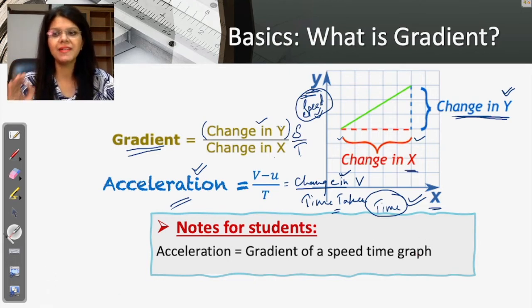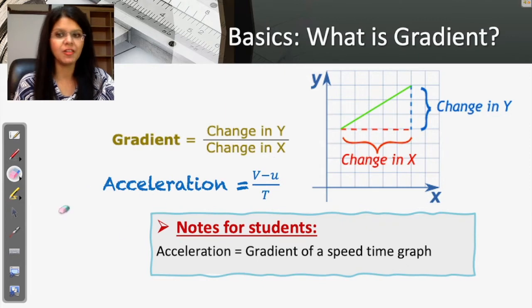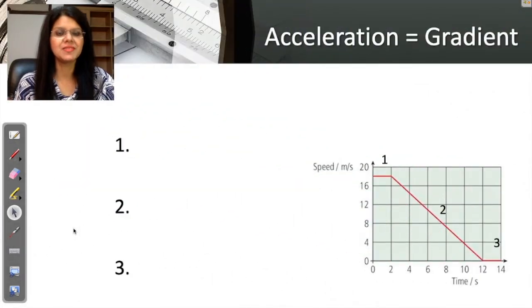And it's not so difficult to remember. If you know the formula for the gradient, which is change in y over change in x, you need not memorize these things. You can automatically interpret it every time. Distance over time is speed. Therefore, the gradient of a distance time graph is speed. Change in speed over time, or the change in velocity over the time taken, is your acceleration. Therefore, the gradient of a speed time graph is your acceleration. You'll not forget if you understand the reasoning behind it. So let's move on.